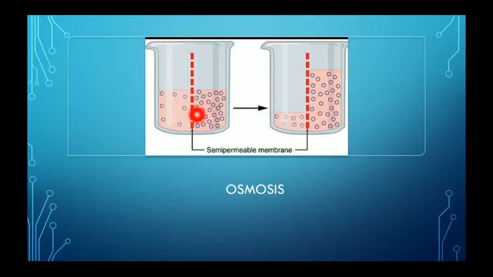Okay, and keep the setup undisturbed for some hours, and after that the semi-permeable membrane works. Okay, and what will happen is that water from this side reaches the sugar solution through the semi-permeable membrane. So here osmosis takes place.